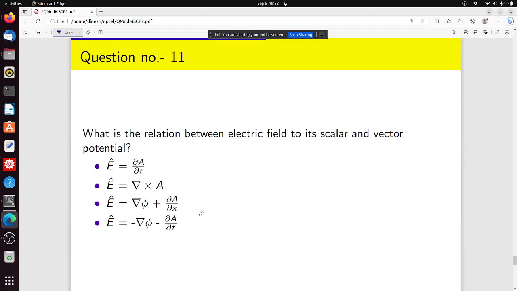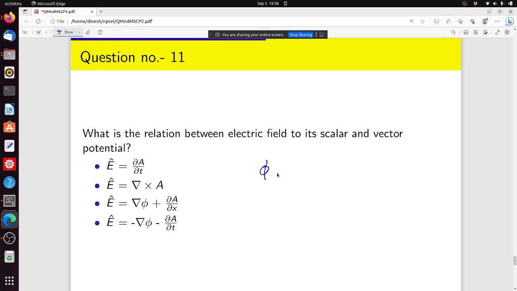Okay, moving on to the next question. It's a very simple, short question. What is the relation between electric field and scalar and vector potential? What is the relation? It was taught in week 2, last class, I think.